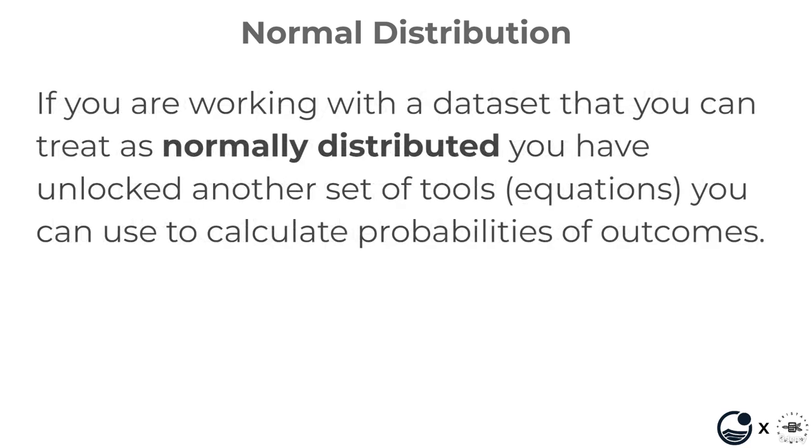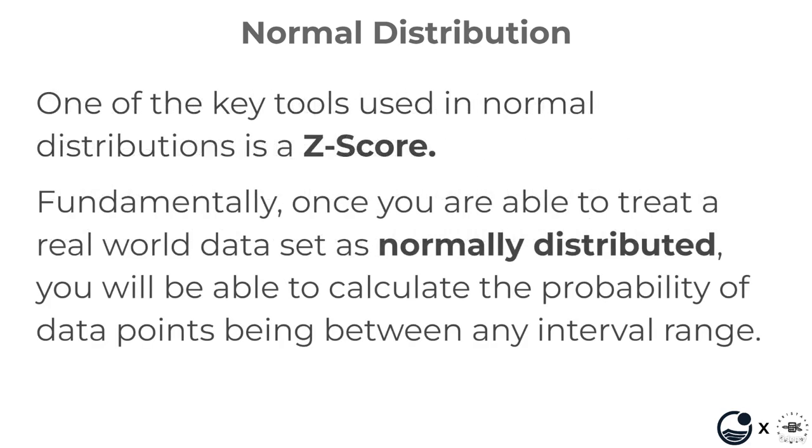If you end up working with a real-world dataset that you can treat as normally distributed, you've actually unlocked another set of tools, that is, equations, that you can use to calculate the probabilities of outcomes. One of the key tools used in normal distributions is known as a z-score. Fundamentally, once you're able to treat that real-world dataset as normally distributed, then you can use the z-score, and that's going to allow you to calculate the probability of data points being between any interval range.